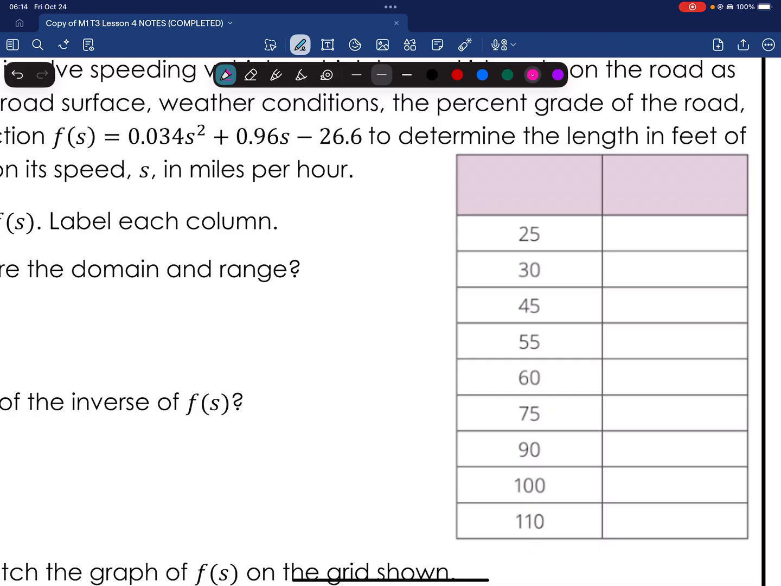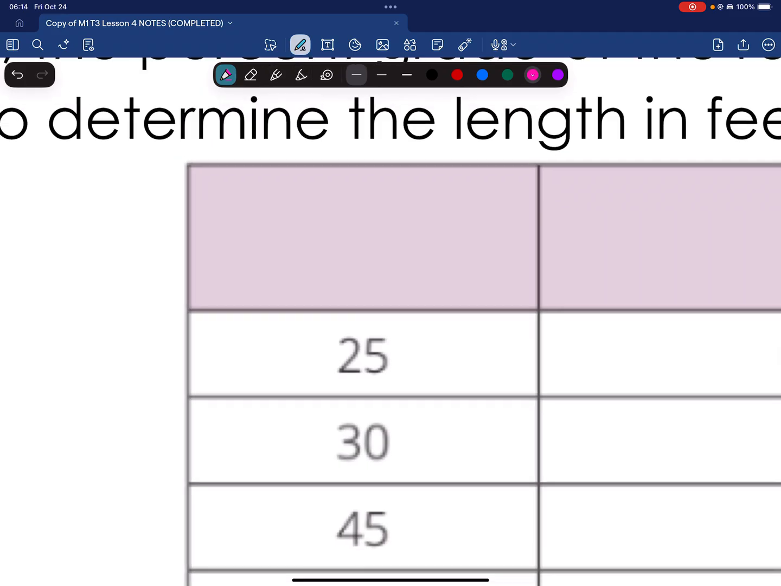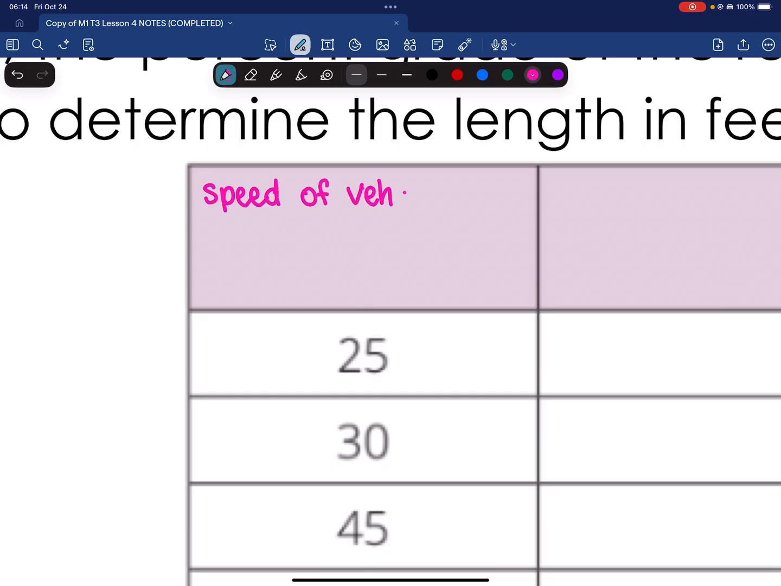So if you notice in the equation, we have s's as our input values. And it tells us that s's are speeds in miles per hour. So we're going to label this column right here as speed of vehicle, and it's going to be in miles per hour. And this is representing our s variable, which we associate with x. Okay?